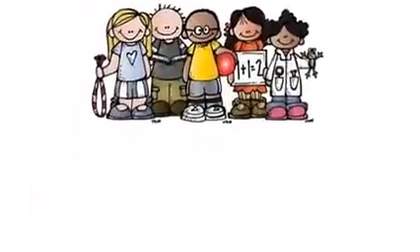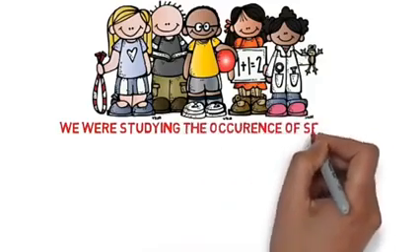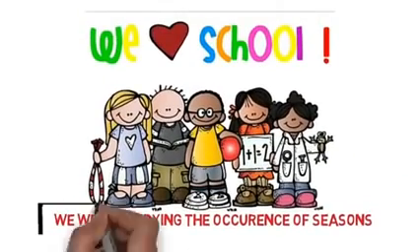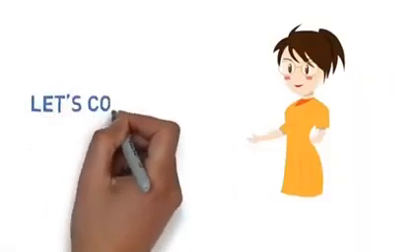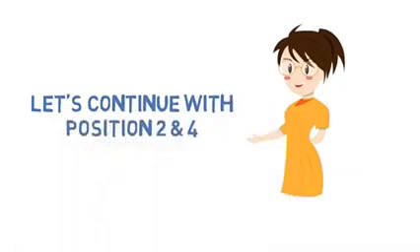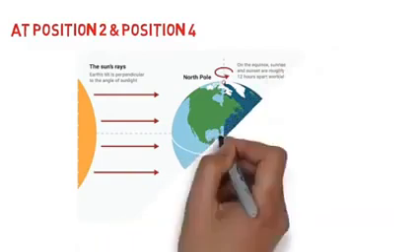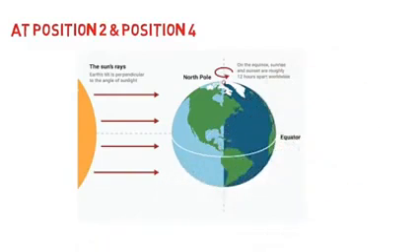Welcome back, kids. So we were talking about occurrence of season on earth. In the previous class we learned about position 1 and 3, and today let's continue with position 2 and 4. Halfway between position 1 and 3, the earth is tilted neither directly towards the sun nor directly away from the sun. In the image, you can see that both the hemispheres are receiving almost equal amount of sunlight.